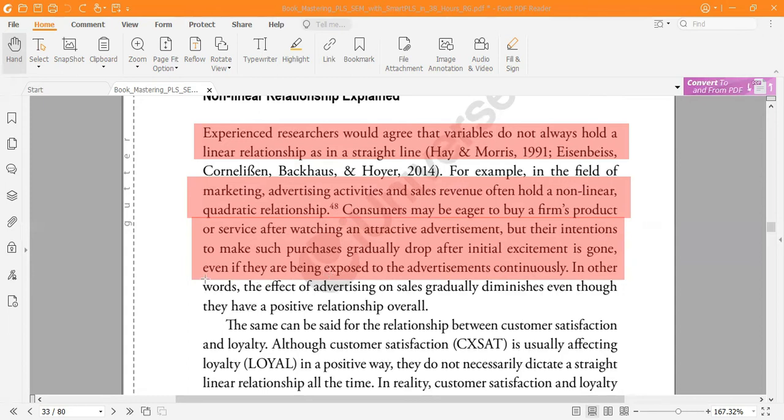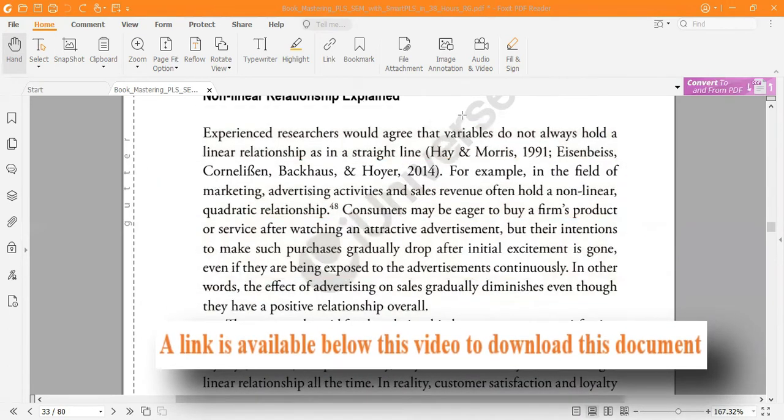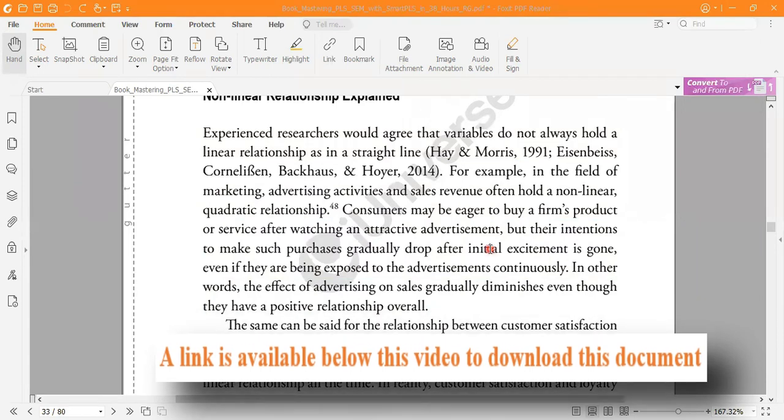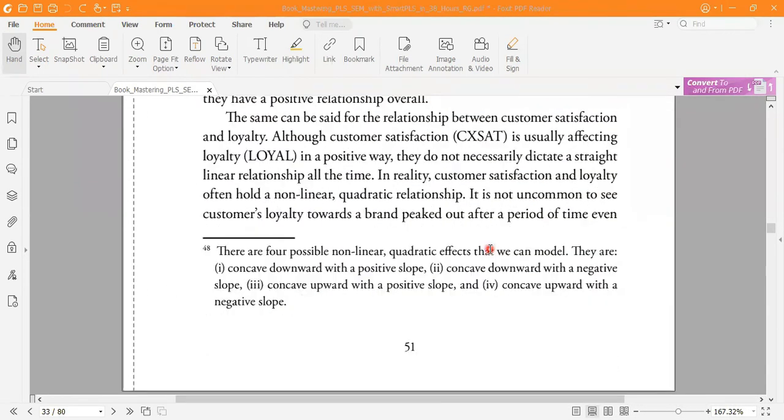So in other words, the effect of advertising on sales gradually diminishes. Though there is a positive relationship, that type of effect is going to be diminished. Whenever the effect is going to diminish, it is creating the non-linear relationship or non-linear data. Okay, and the same can be said about the relationship between customer satisfaction and loyalty. Sometimes it may provide you non-linear data, or there may be a non-linear relationship.